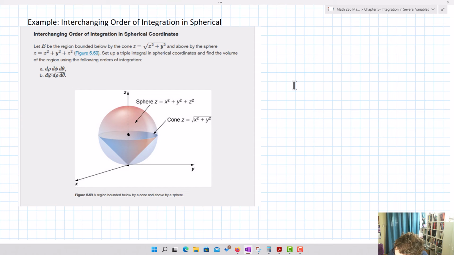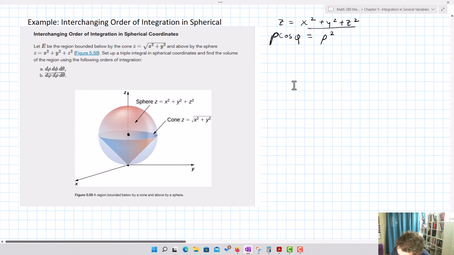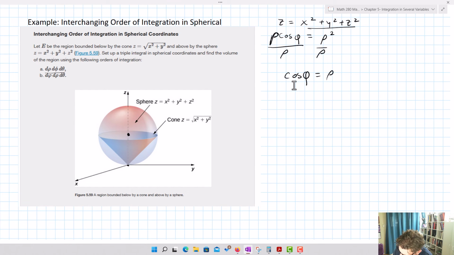So for our sphere, we know that z is rho cosine phi, and x squared plus y squared plus z squared is equal to rho squared. Okay, so the surface z equals x squared plus y squared plus z squared is the surface rho cosine phi equals rho squared. Excuse me, this is actually rho squared. If we divide through by rho, we end up with cosine phi equals rho. Okay? So rho equals cosine phi is the sphere.